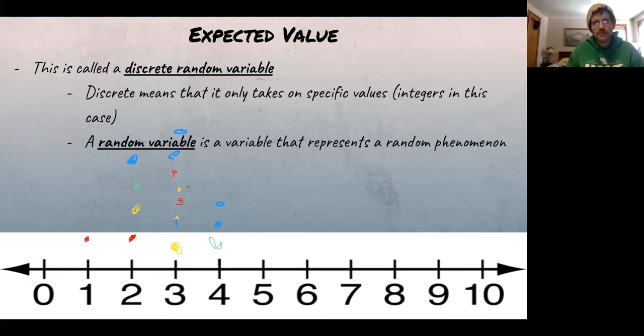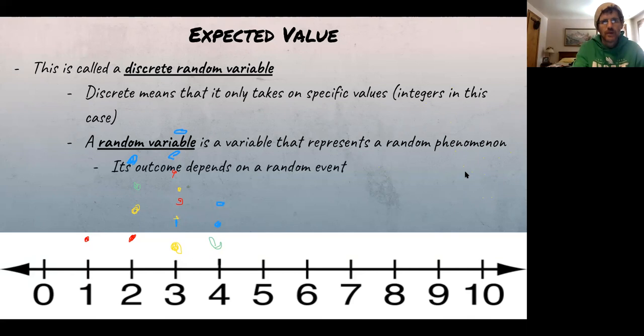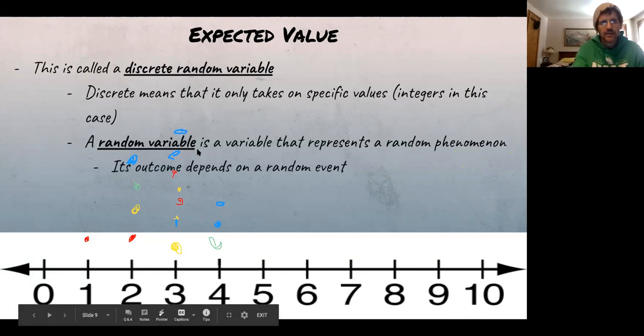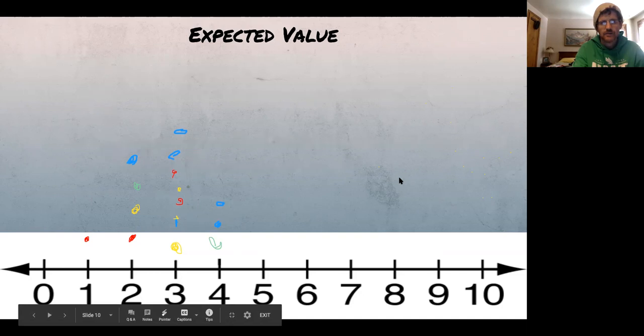Random variable, this is what this unit is really built around. A random variable is a variable that represents a random phenomenon, and we know its outcome depends on a random event. It doesn't say it there, but basically we know the values that it could take, but we don't know exactly which value it's going to be, and we'll see how that comes into play as we develop this idea.